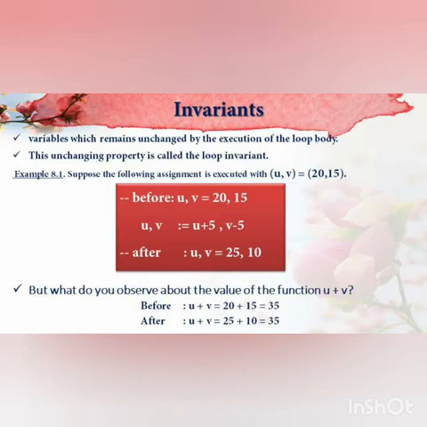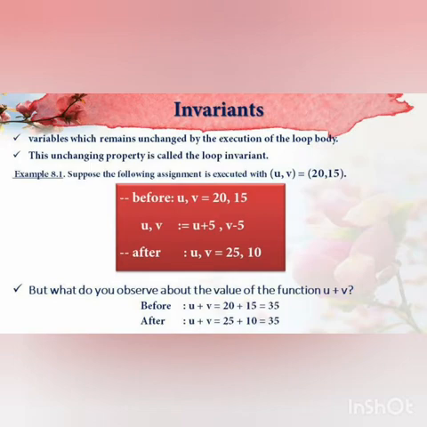We can annotate before and after the assignment. Hyphen hyphen before colon u, v equal to 20, 15. I already told you that the meaning of hyphen hyphen is a comment line. So, before processing, the value of u is 20 and v is 15. This is the initial assignment.